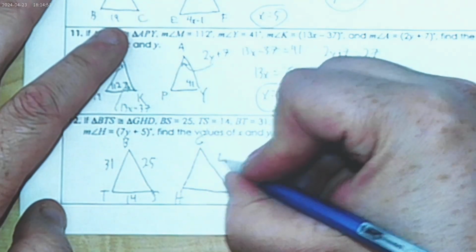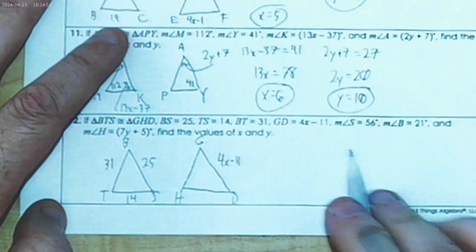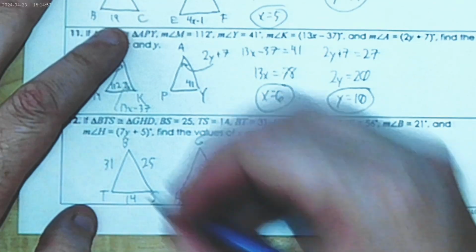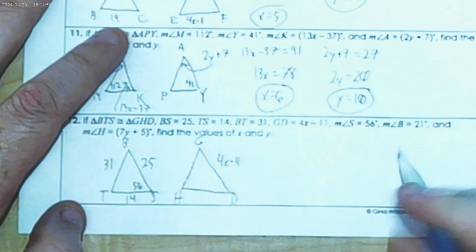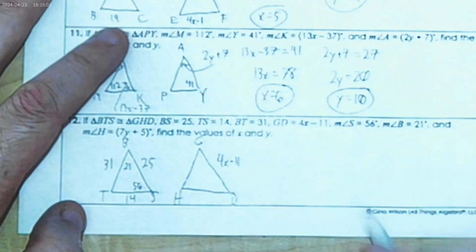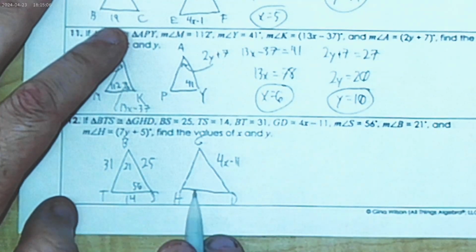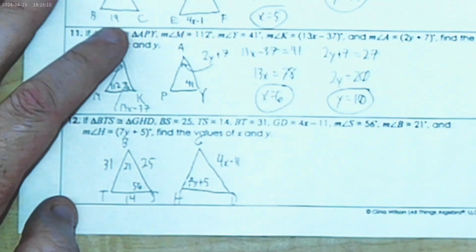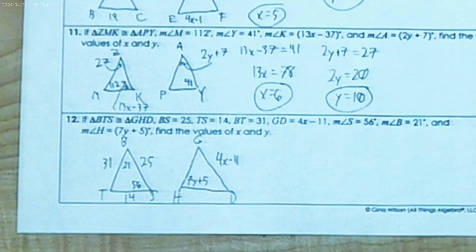GD is 4x minus 11. Measure of S is 56. Measure of B is 21. And the measure of H is 7y plus 5. All right. Find the values of x and y.